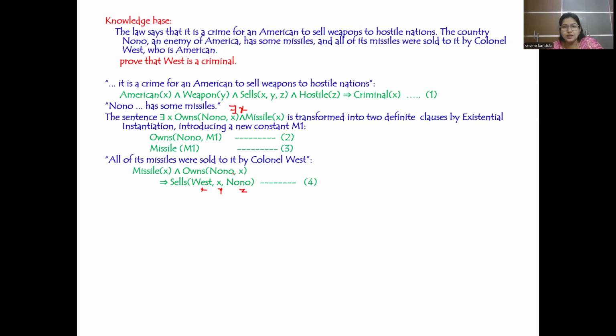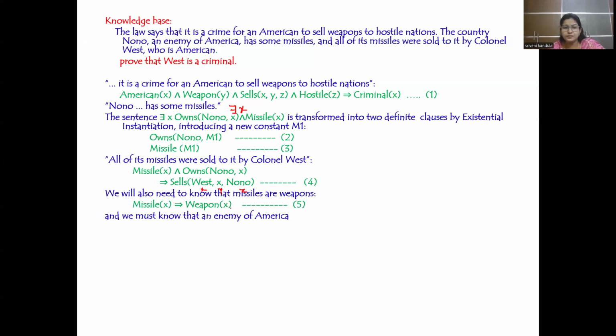Okay, let us see the next statement. That is, the missiles are weapons. So missile of X is nothing but a weapon. X is a missile, then X is a weapon. Then enemy of America counts as a hostile. So if X is an enemy of America, then X is treated as a hostile.